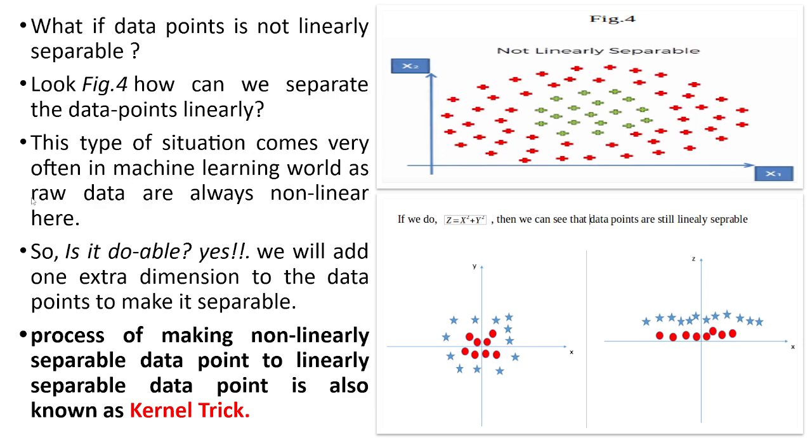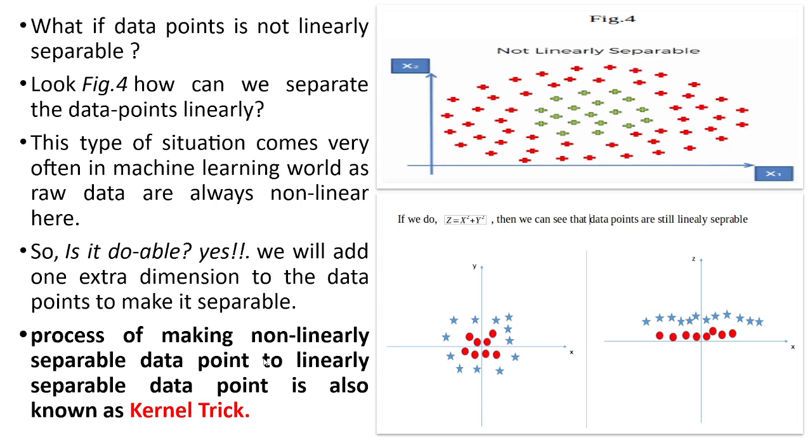This type of situation comes very often in machine learning, because raw data is always non-linear. So if the data is not labeled, or is raw data, then it is represented by this non-linearly separable data. So is it doable? Yes, we will add one extra dimension to the data points to make them separable.